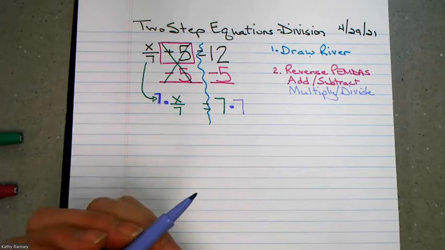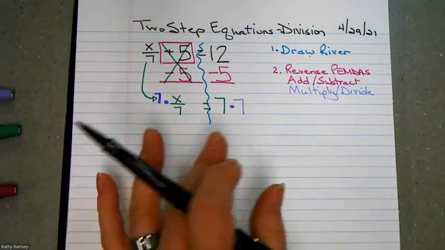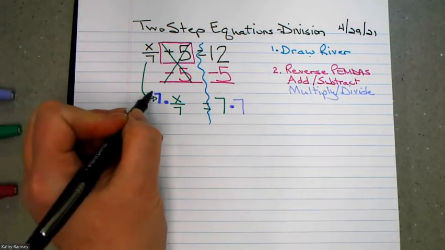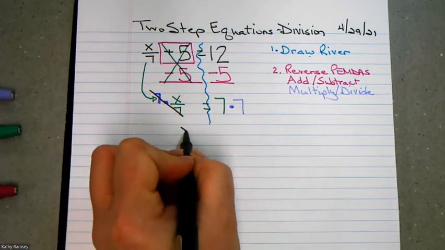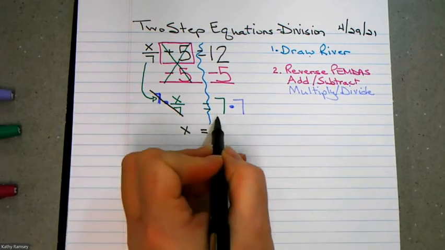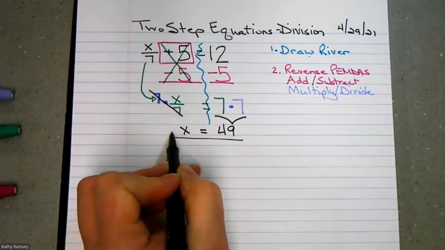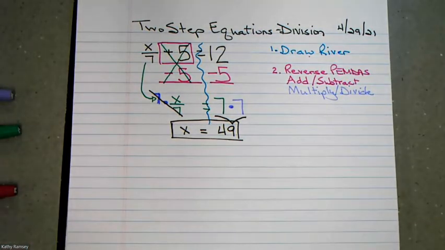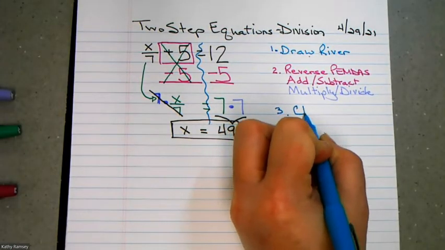Both sides get the same thing because we have to be fair and square, even Steven. We have a balanced equation. We need to keep it balanced. All right, so 7 divided by 7 is 1. So we have x equals 7 times 7 is 49. So that is our solution, but we know we're not done because the next step is to check.